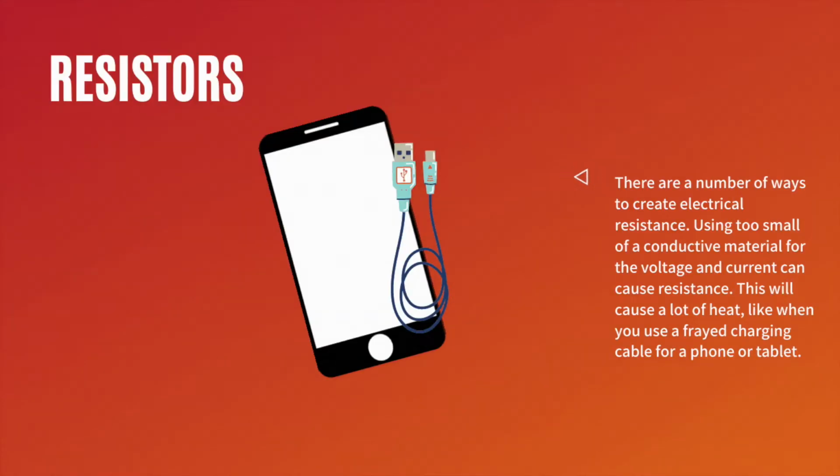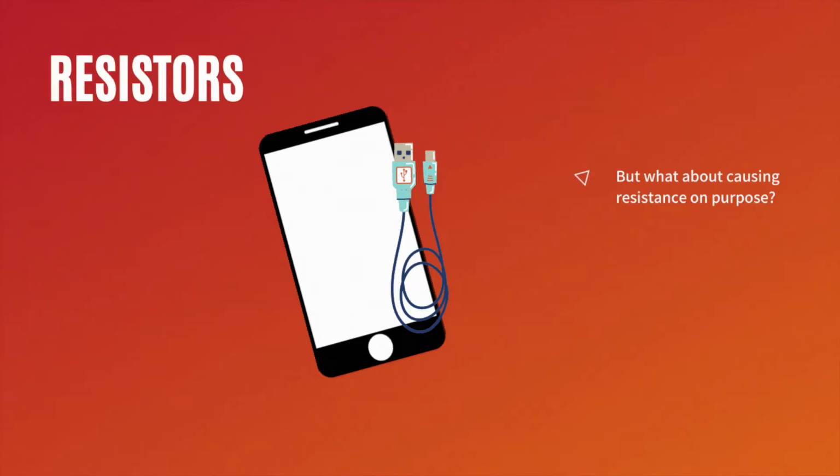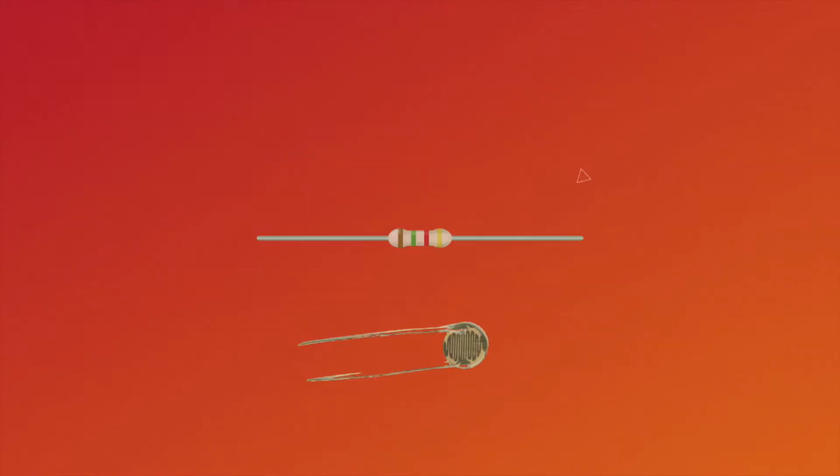There are a number of ways to create electrical resistance. Using too small conductive material for the voltage and current of a circuit can cause resistance. This will cause a lot of heat, like when you plug in a frayed charging cable to a phone or tablet. But what about causing resistance on purpose?